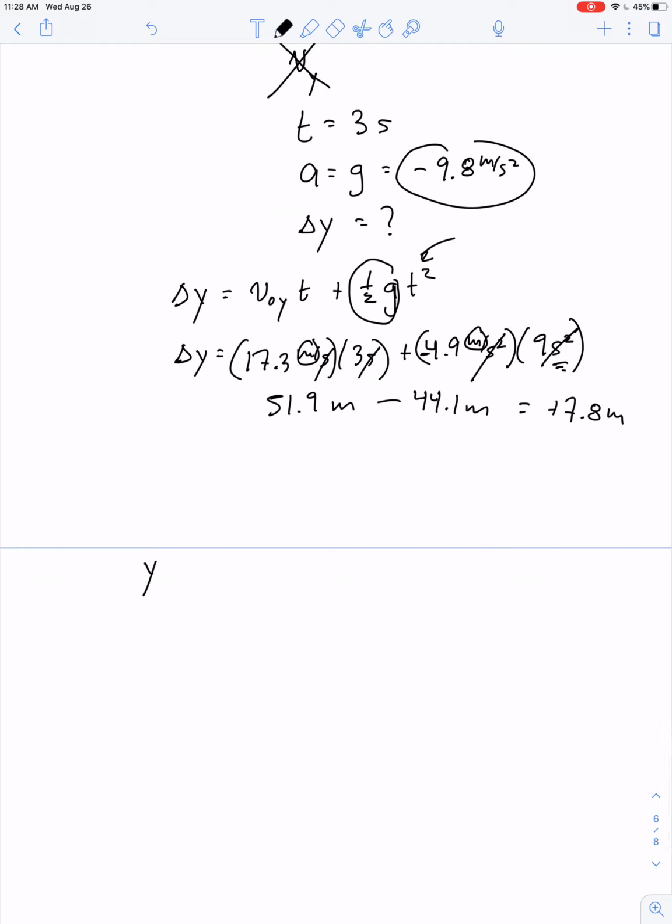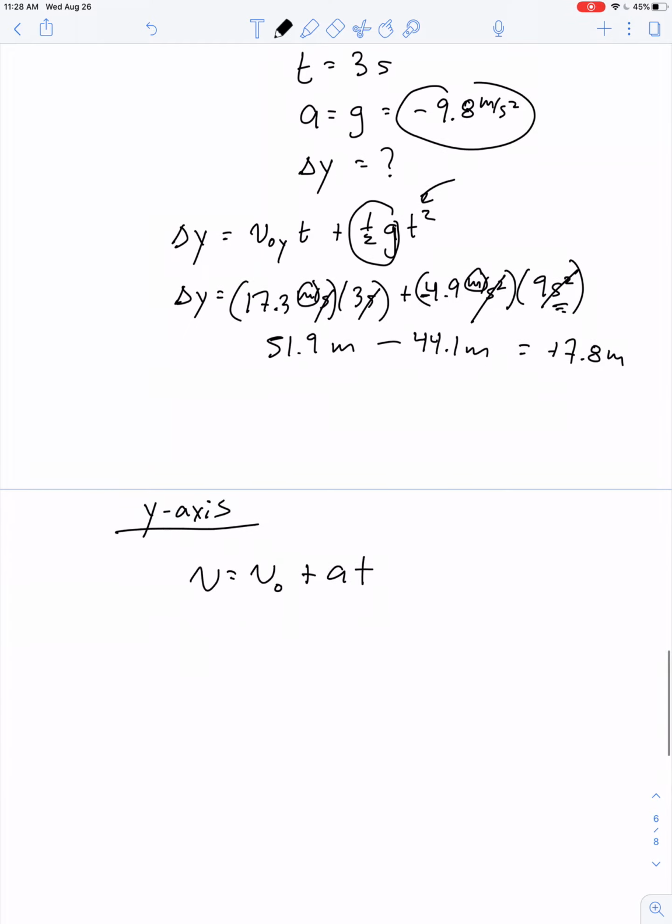Again, studying just along the y-axis, we can apply the equation v equals v naught plus at. So the velocity after 3 seconds is equal to an initial velocity of 17.3 meters per second plus negative 9.8 meters per second squared times 3 seconds. That gives us a value of 17.3.